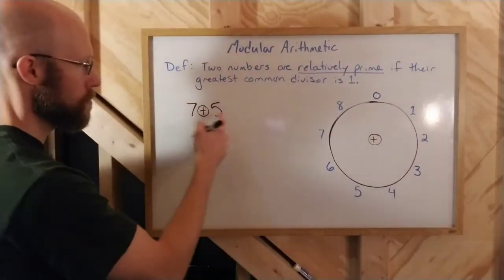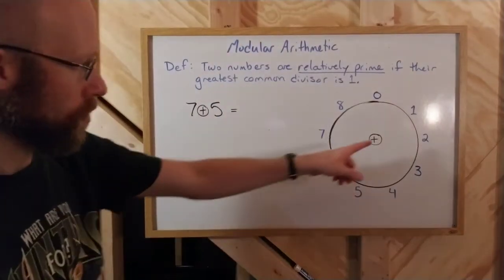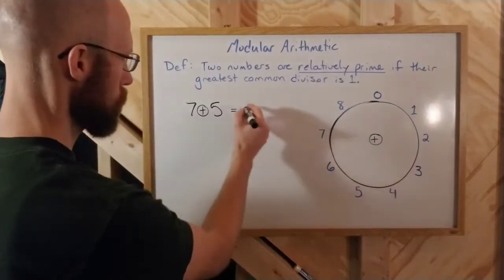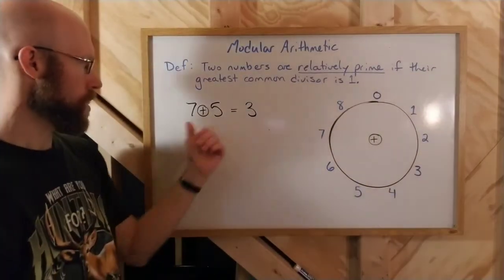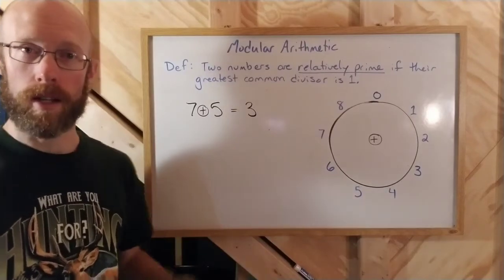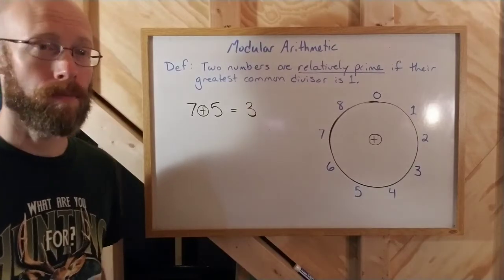And so 7 plus 5 mod 9, you're going to go around 7, and then 1, 2, 3, 4, 5 around, puts you at 3. So 7 plus 5 in this scenario is just the number 3. Okay, and you don't see the mod 9 written out, even though that's really what you're doing.